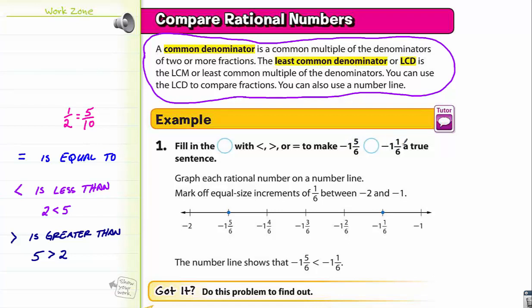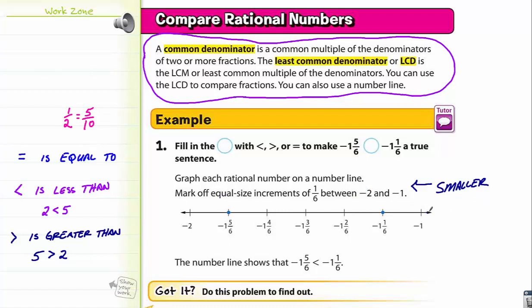So they ask you to take these two values, these two rational numbers, negative 1 and 5/6, negative 1 and 1/6. And which of these would be true? Well, the one that would be true is the less than, because anytime you travel this way on a number line, things get smaller. So when you're traveling to the left on a number line, your values get smaller. They get further away from 0.